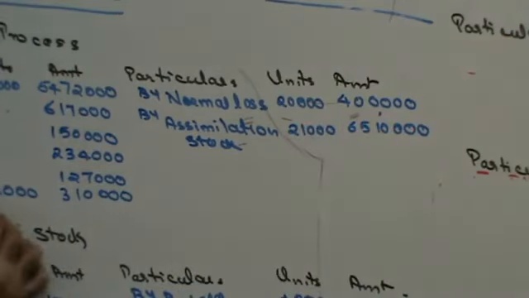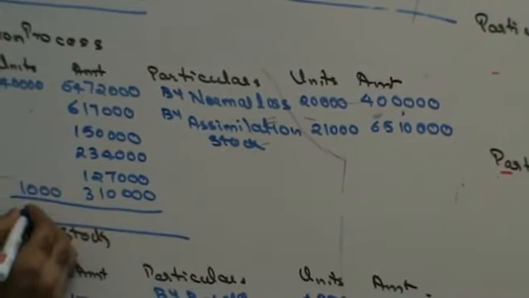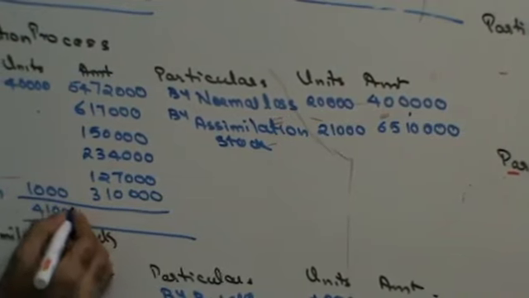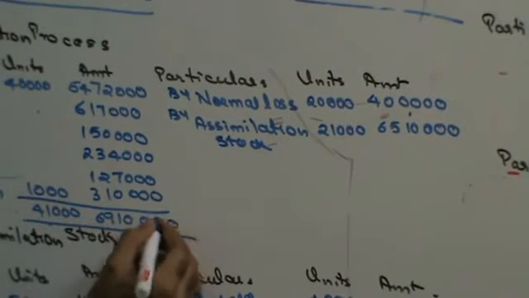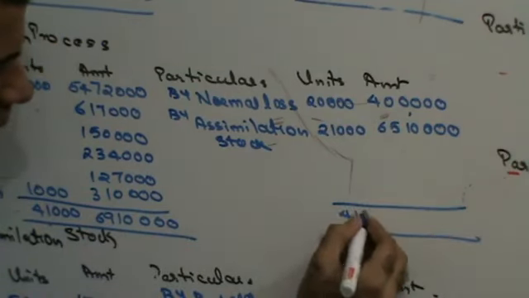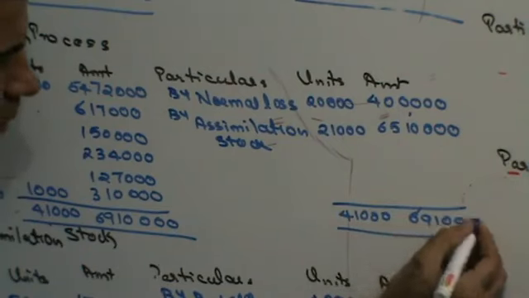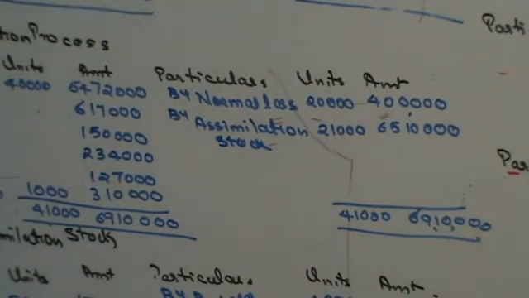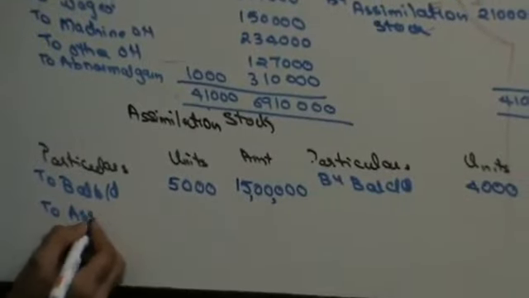Right? Tally this. This is going to be 41,000 and this is 69 lakh 10,000. Right? Transfer this. So this is going to be to assimilation process.